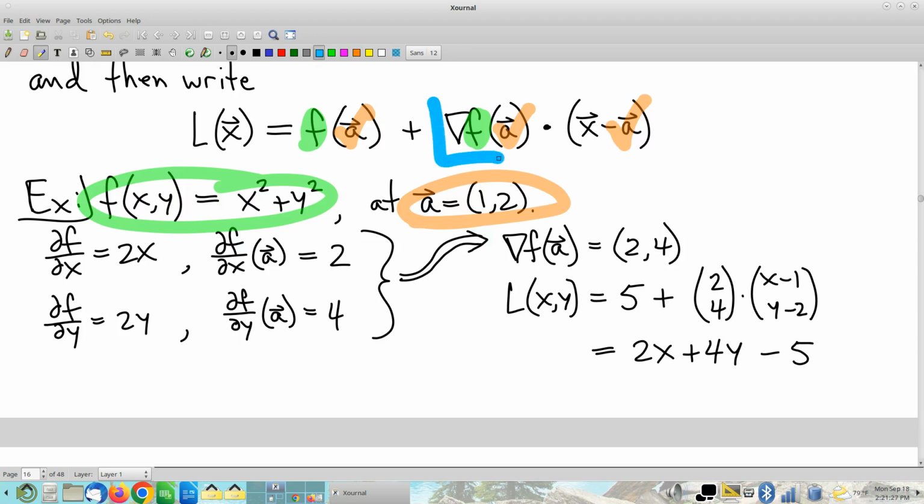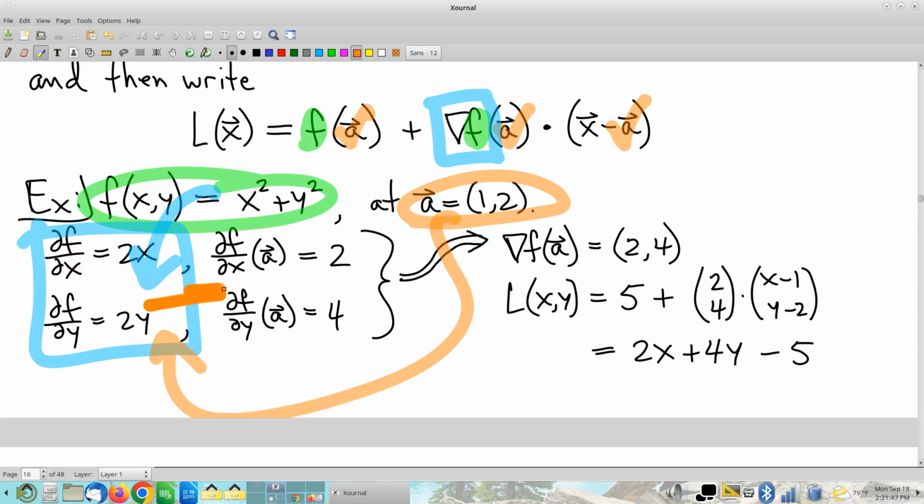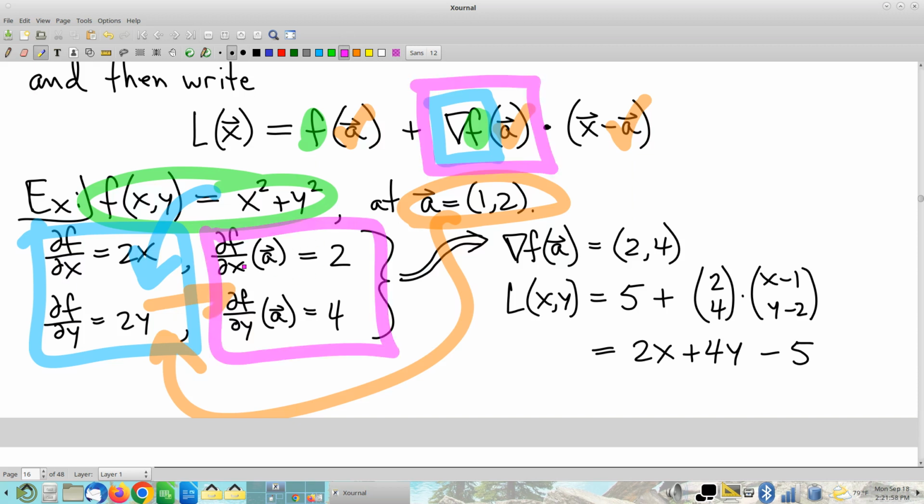I can take the gradient of the function f just by computing the various partials. Again, that's the definition of the gradient. It's this shorthand convenience of a vector that's just all the partial derivatives. I can plug in my point a, 1, 2, into there, and out comes the evaluated gradient. That's what goes here. 2, 4.